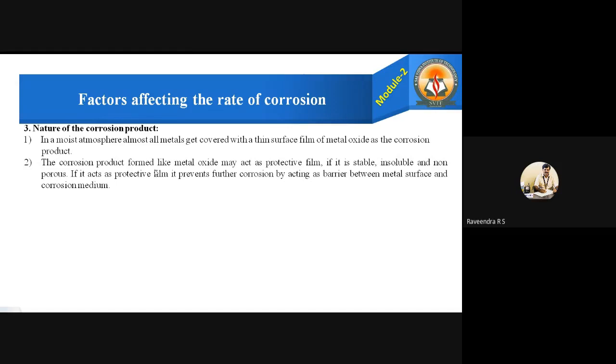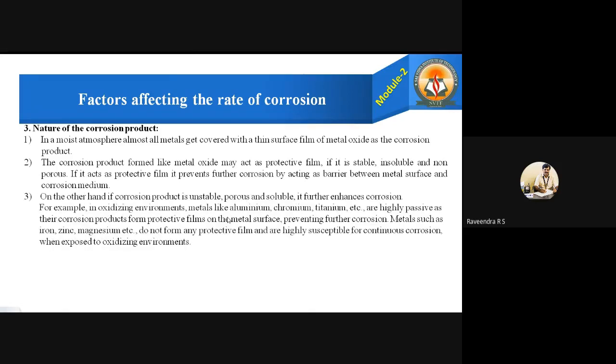The corrosion product formed, like metal oxide, may act as a protective film if it is stable, insoluble, and non-porous. If it acts as a protective film, it prevents further corrosion by acting as a barrier between the metal surface and the corrosion medium, that is, the wet medium. So the oxide can act as a barrier if it is non-porous, insoluble, and stable.